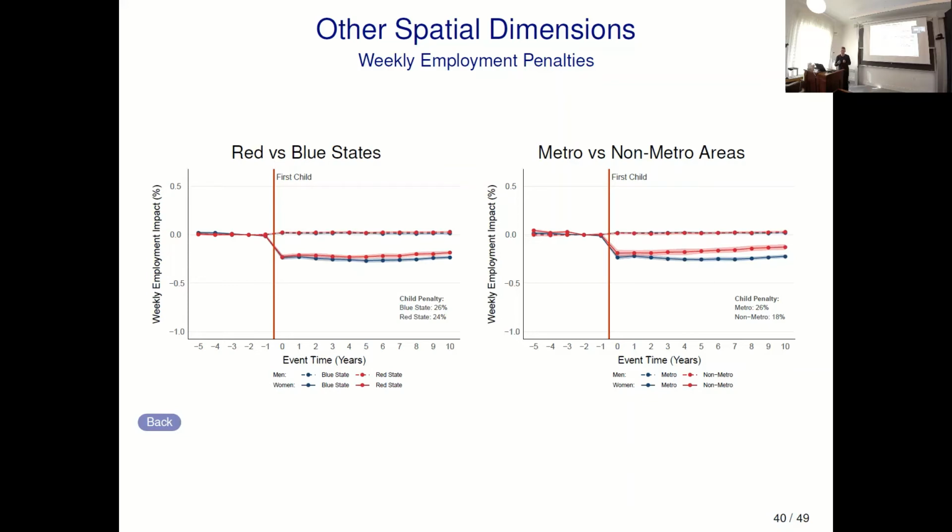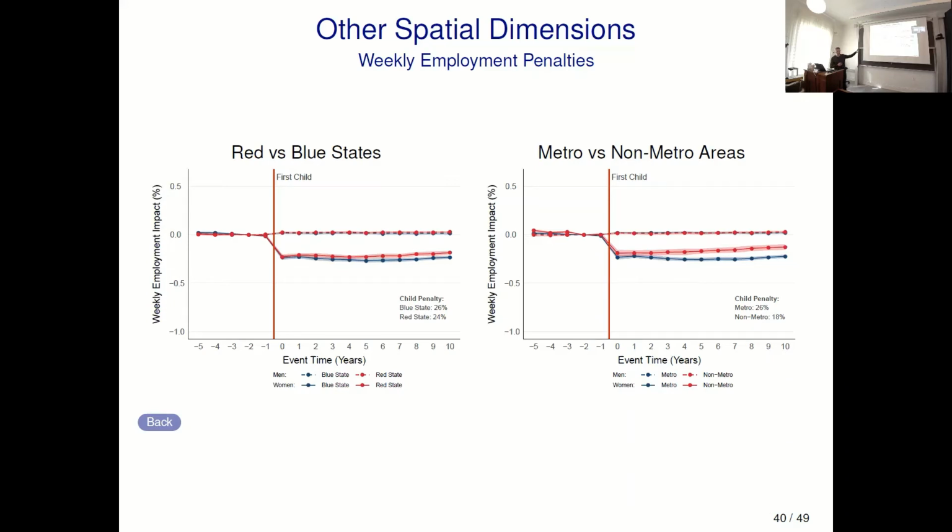But of course, being red and blue in the US is correlated with many other things. The blue states will also tend to be more rural, have more agriculture, and a number of other ways that we think may matter for child penalties.